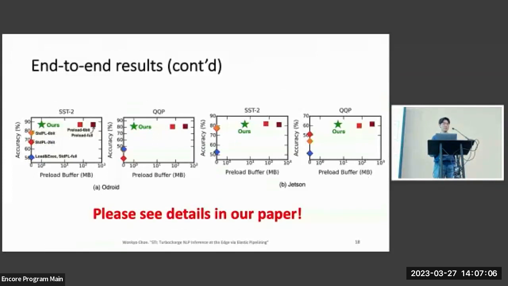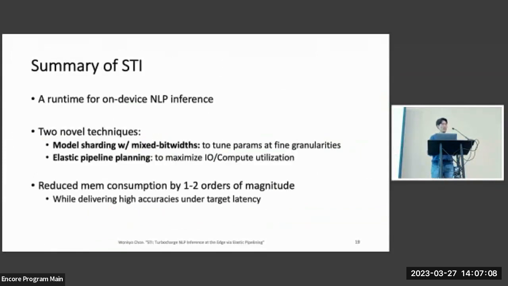So to wrap up, in this talk, we present our system, STI, a runtime execution model for on-device NLP inference. This contributes two techniques. One is model sharding with mixed bit width. The second one is elastic pipeline planning. So with these two techniques, our system reduces memory footprint approximately 100 times compared to holding memory and gains comparable accuracy.